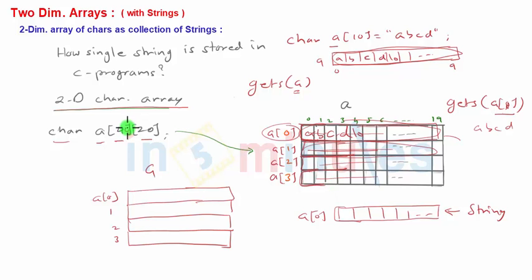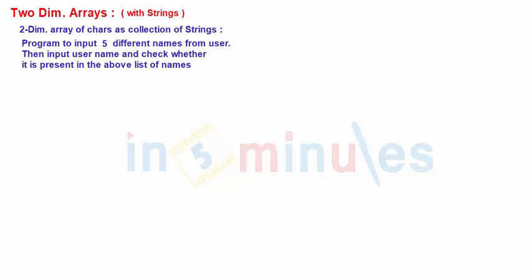If I have an array of size 40, I can store 40 strings, that is 40 names or 40 email IDs or 40 passwords, each of maximum size 20. So in simple words, we can use a 2D array of characters as a collection of multiple strings to hold multiple strings together.